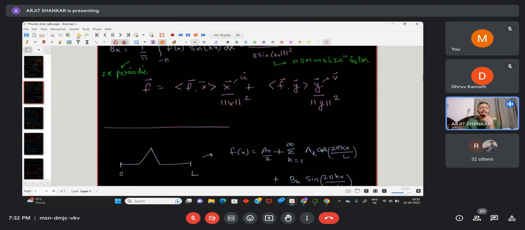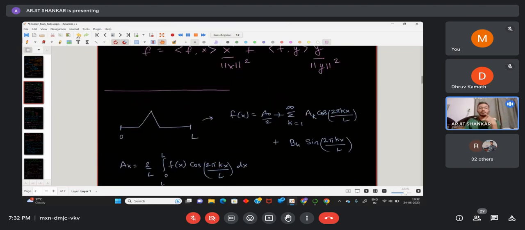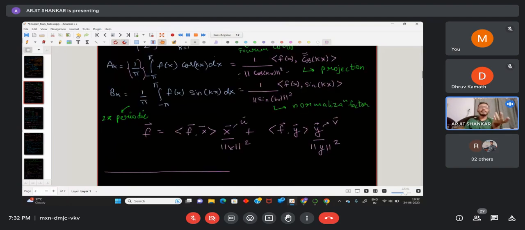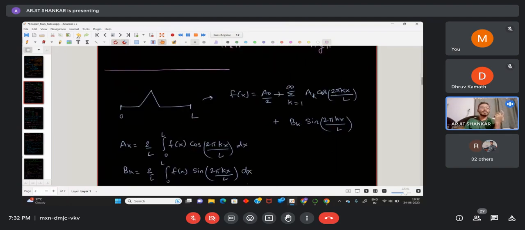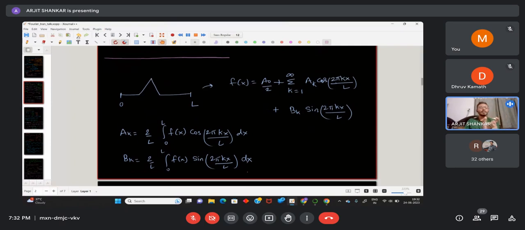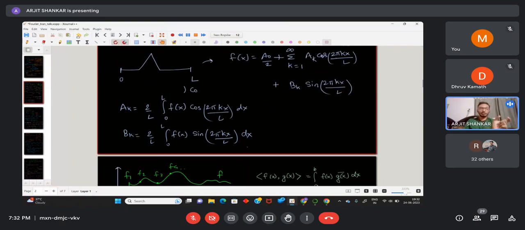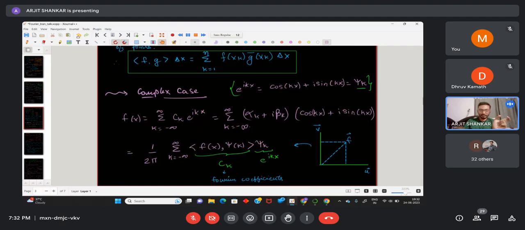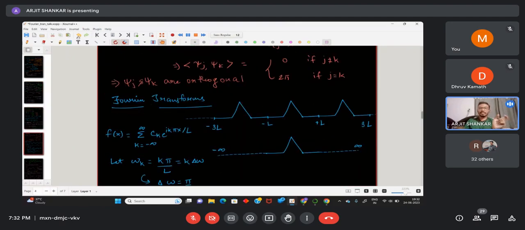That's a simple way. Now you can ask one more question, why I have taken minus pi to pi. I can take from 0 to L also, right? If we are taking from 0 to L, then simple thing, instead of being 2 pi periodic, it is now L periodic. So what do I mean by that? I will show one figure. So here you can see that it's going from minus L to L, then again it's repeating on both the sides. That's what I mean.